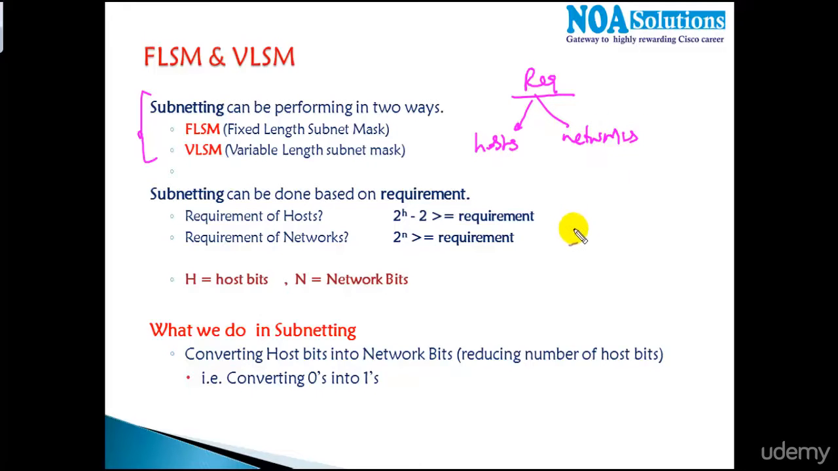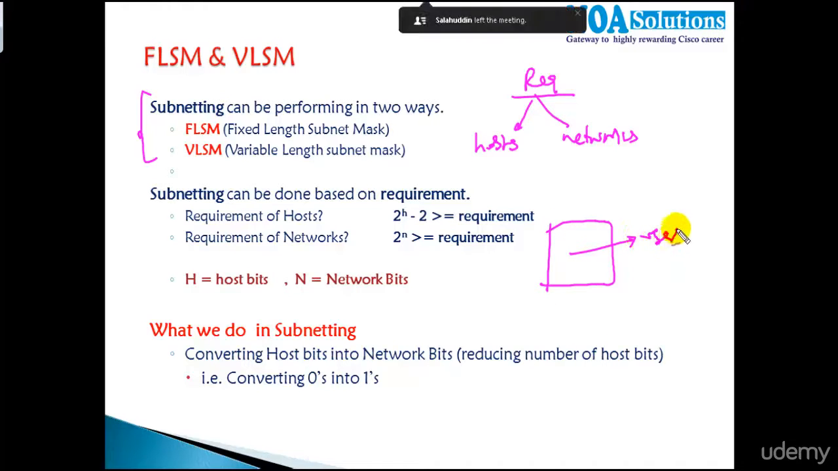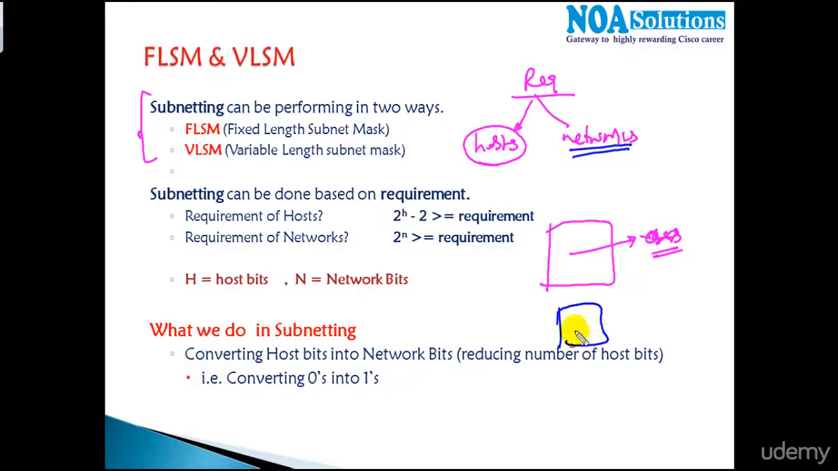Like when I'm allocating the number of users, when I'm designing a network, I'll see how many users or how many devices we need to connect. That is based on the host. And the requirement can also be based on the networks, like how many departments you have or how many branch offices we have. Based on that, we divide them into multiple networks.